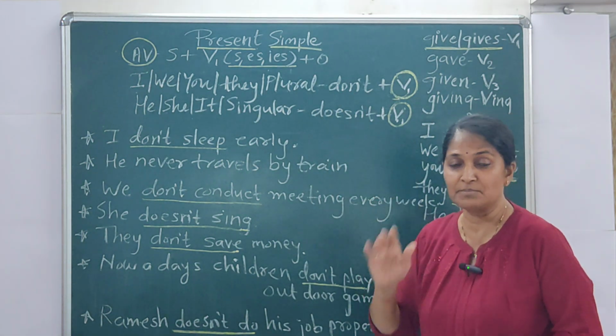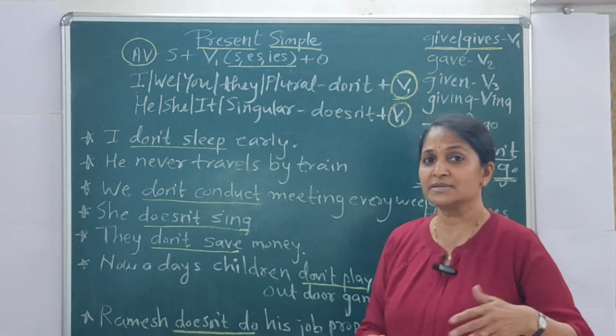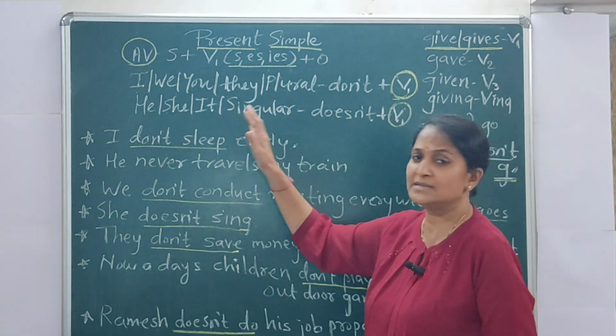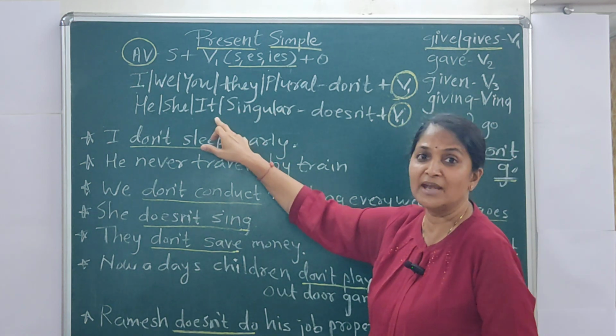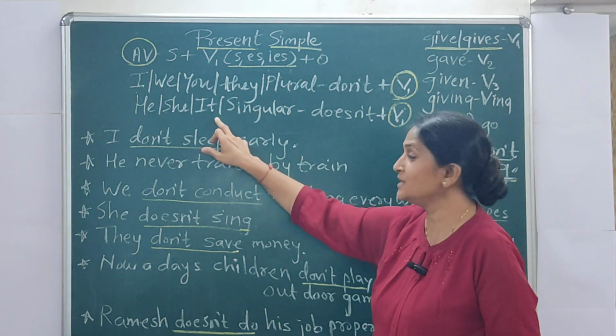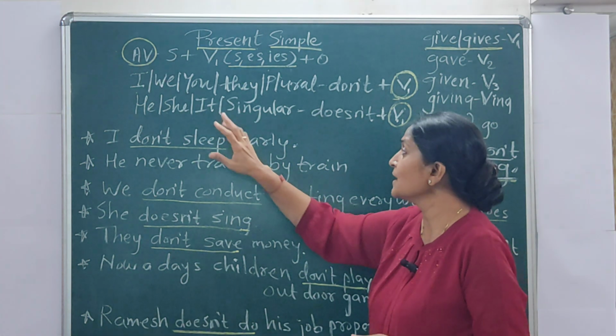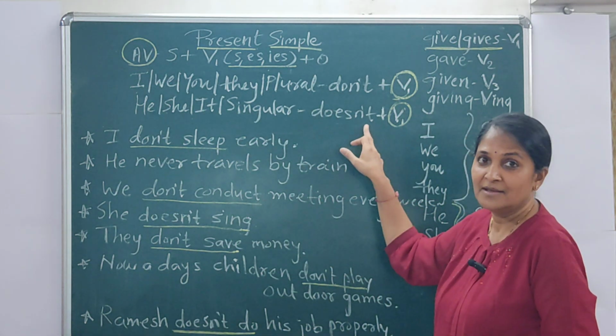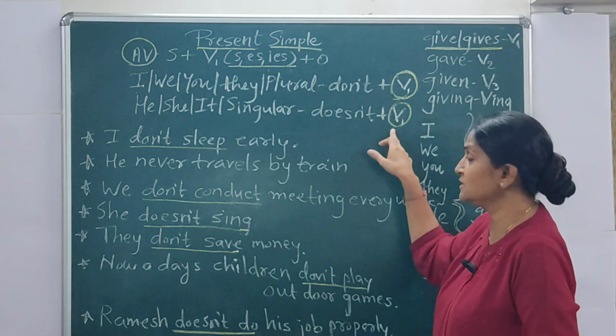But if the subject is third person singular, right? Your brother, sister, friend, he, she, it, Sita, Gita. It is for a bird or animal because we are talking about actions, so it cannot be a thing. With that we use does not. So does not is doesn't. And with doesn't you use the base form.